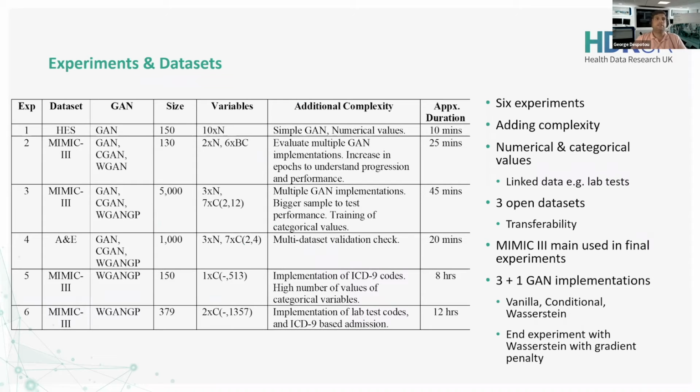So we made a series of 6 experiments, each experiment adding complexity. So we started with a simple network with numerical values. Then we increased the data set, we added categorical values, we developed variations of the generative adversarial network. So each experiment added more complexity until we reached a point where we had data sets that had connected tables, for example, admissions and lab tests. Which was the final experiment that we did, and representing more complex data like the data that we would find in healthcare. And it's also worth noticing the approximate duration for each experiment.